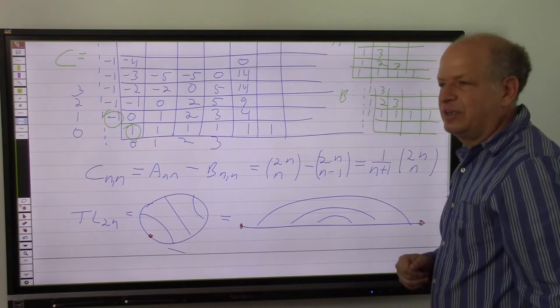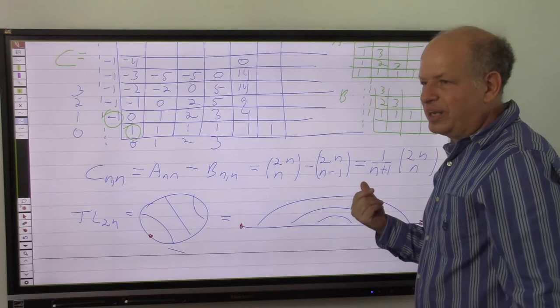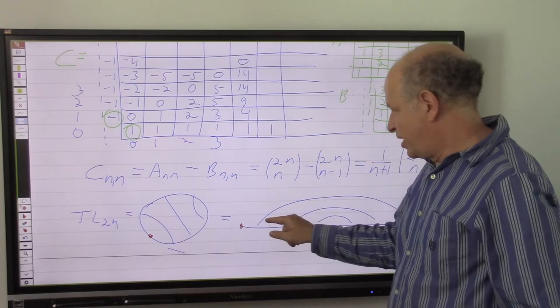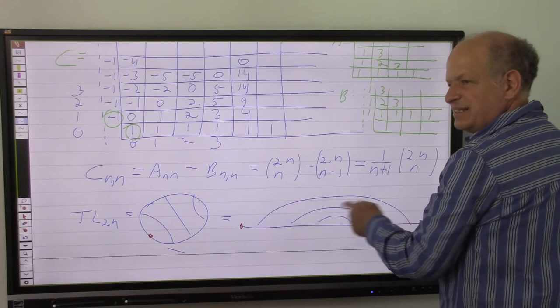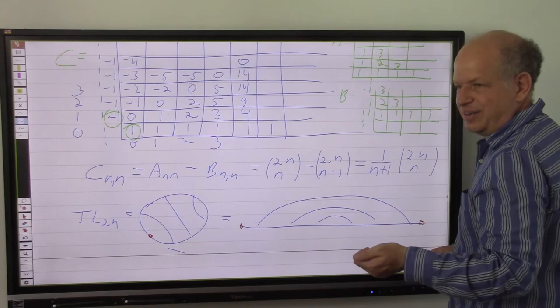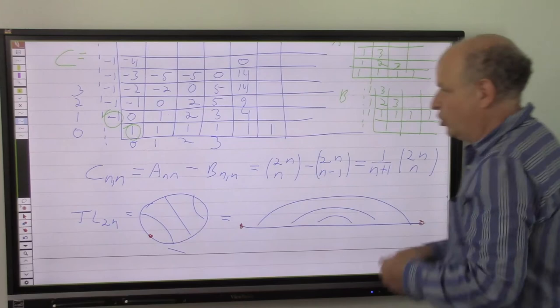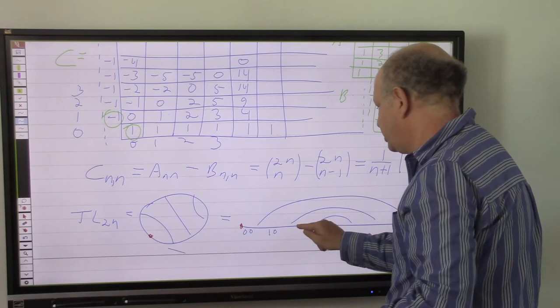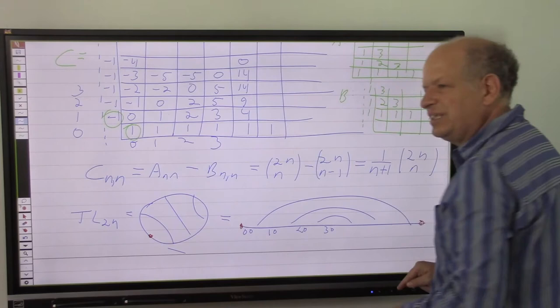But this is precisely the history of a football game, a soccer game, sorry, in which one of the teams always leads. Namely, you count all the left ends of chords as a goal for team A, and all the right ends as a goal for team B. So basically here the score was 0-0, but now team A scores, so the score is 1-0. Now team A scores again, the score is 2-0. Now team A scores again, the score is 3-0. Now team B scores, so it's 3-1, 3-2, and 3-3.